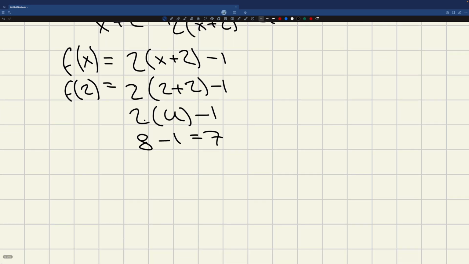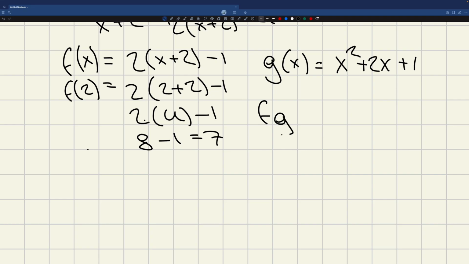Now, what happens if we've got 2 functions? So let's write down another function. g of x is equal to x squared plus 2x plus 1, a quadratic equation. And very common, and this is an incredibly frequent thing in past papers, they ask you to write f of g of 2, for example. And you are, of course, given this function, the function f of x, and the function g of x. Otherwise, this question is simply impossible to do.